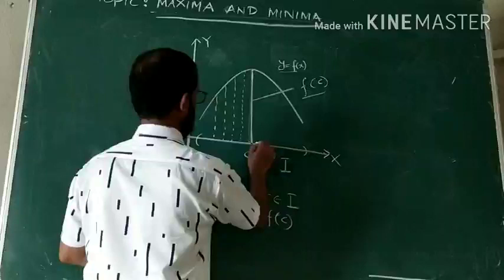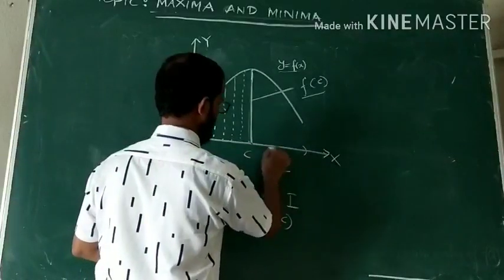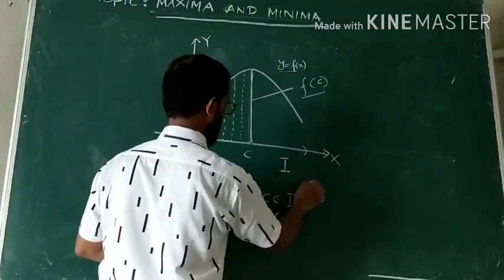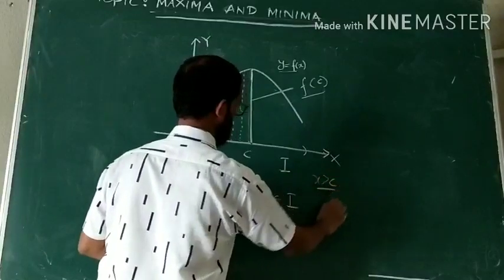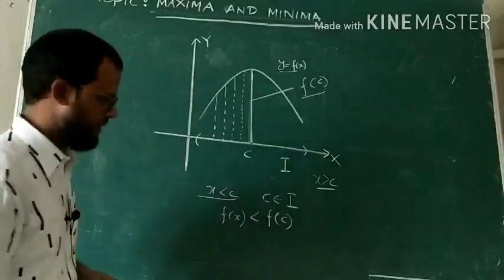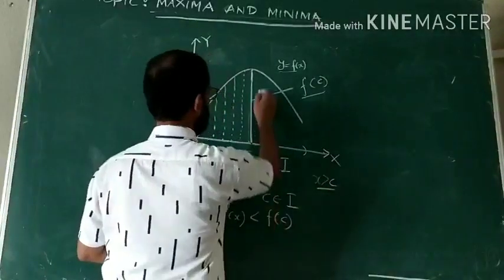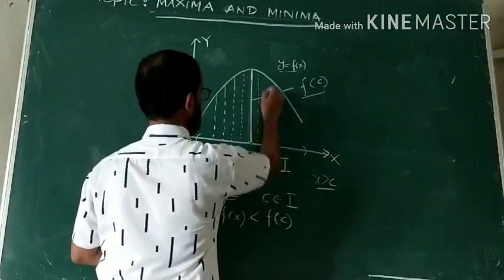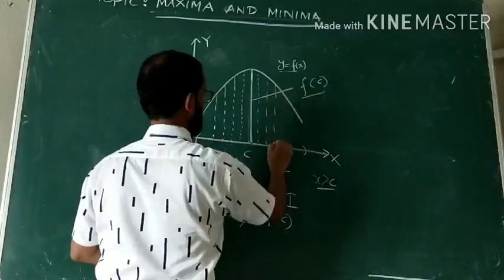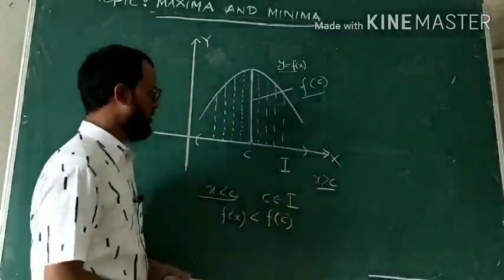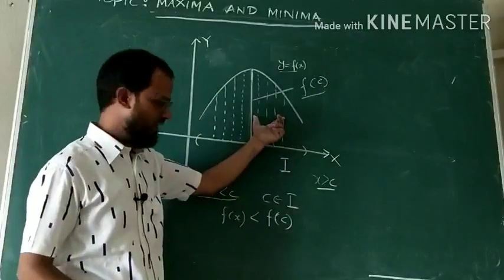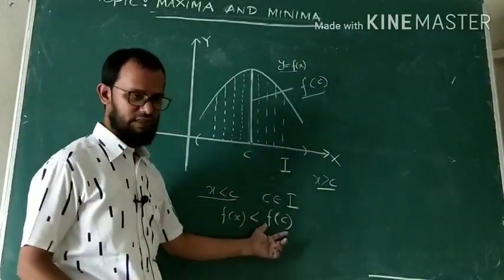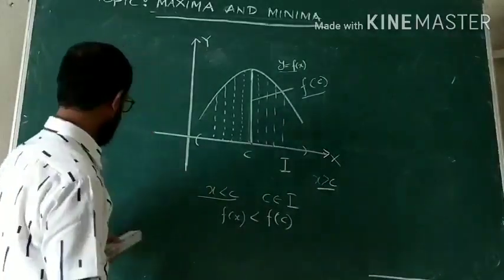Also, to the right of c there are many x within this interval, and these are greater than c. For every x there is an f(x), and all these f(x) are also less than f(c).